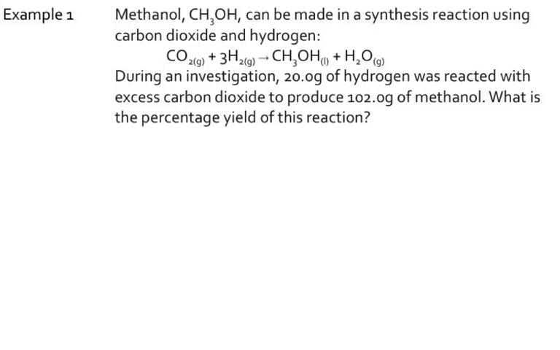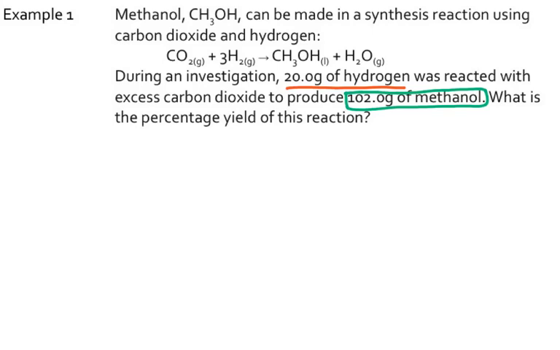So we are being asked to look at methanol, which has the formula CH3OH. It's made in a synthesis reaction using carbon dioxide, which is CO2, and hydrogen, which is H2. Forms methanol and water. What we know is that 20 grams of hydrogen was reacted with excess carbon dioxide to produce 102 grams of methanol. Now, I am going to box that off for a minute, and I'll explain why once I finish the question. What is the percentage yield?